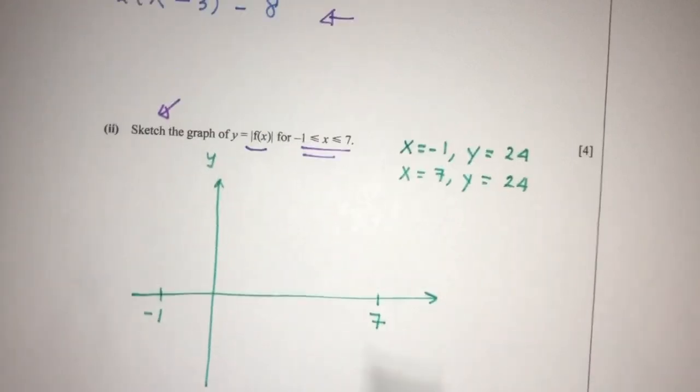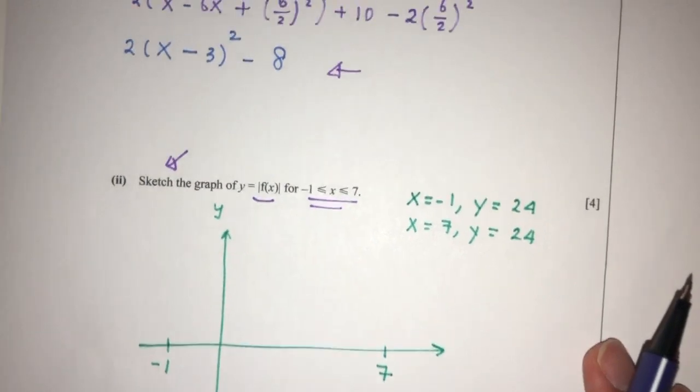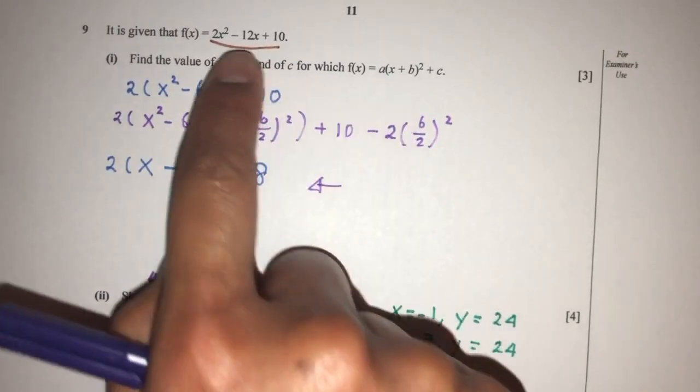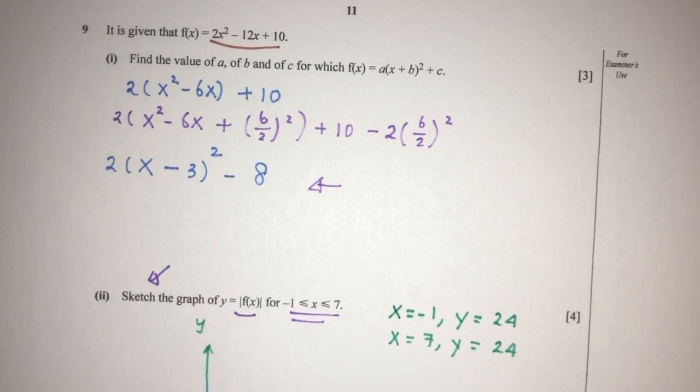Now, as you can see, we have to find the minimum point. There are 2 ways to find that. The long way is to use dy by dx to find the stationary point. But in this question, because we have already changed this to this form, we can just use this to find the minimum point.